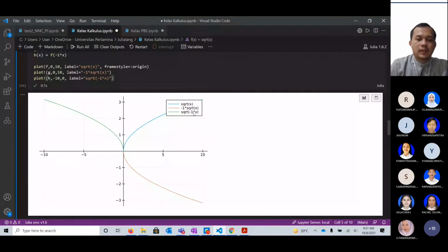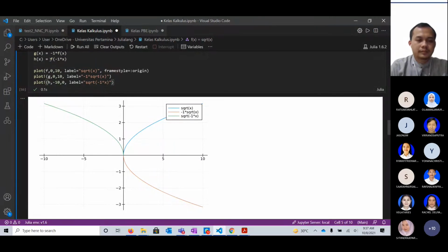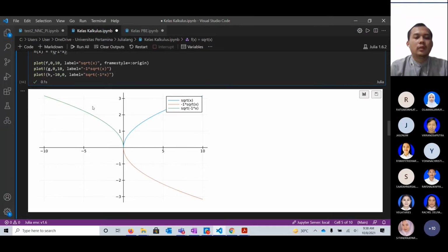And if we multiply -1 to x like this, instead of multiplying -1 outside, we multiply -1 inside, meaning that we will get a reflection across the y-axis. So we get the green one.